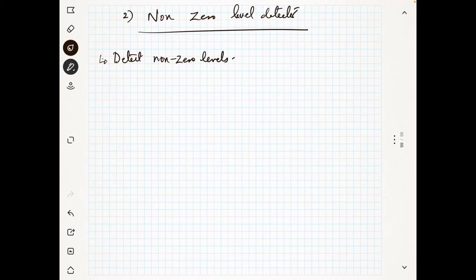So here actually it is detecting the non-zero levels. So what do you mean by this non-zero levels? That means your V reference will not be equal to 0. In zero level detector, your reference voltage was 0.